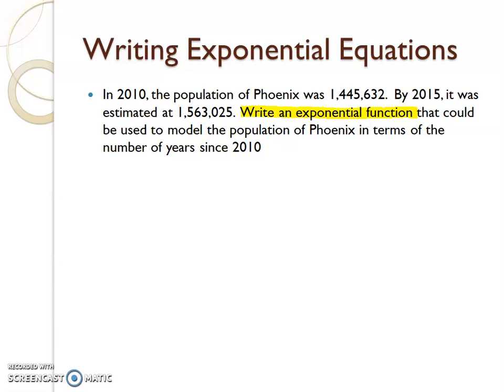So, reading through this question, what do I know? What do I know about this problem? Well, it says in 2010, the population of Phoenix was 1,445,632. It also says that by 2015, the population was 1,563,025. So, we're talking about population, right? I told you guys that there would be an end value and a start value. And it looks like we found our end value and our start value. So a, which is our start, what did this population start out at?